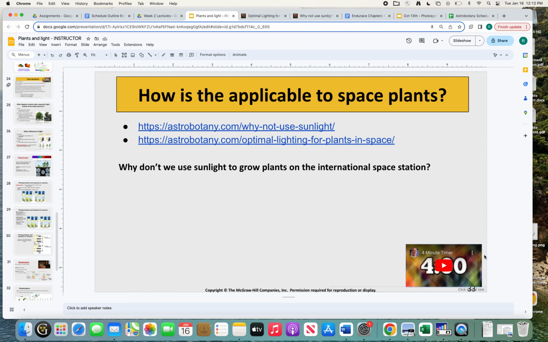All right, so what do we think? Why don't we use sunlight on the International Space Station? It takes a long time, effort, and money to design and build in space. Design and build what specifically? Windows. So that's a reason you might not think of, right? Windows are expensive to build in space, so they don't use windows. Even if we couldn't use windows, what could be some other problems?